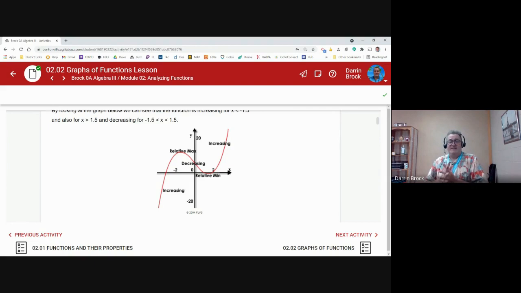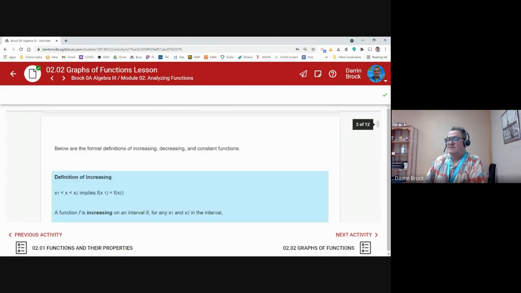If it is the maximum, we just call it the maximum. But if it's a relative maximum, that means there's other points higher, but not right here. This is a maximum that we look at. So we look at that.